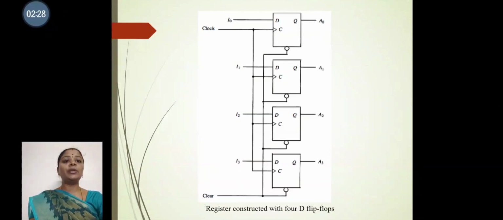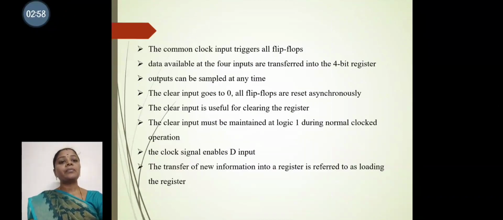The common clock input triggers all flip-flops on the rising edge of each pulse. The binary data available at the 4 inputs, I0 through I3, is transferred into the D flip-flops of the 4-bit register. The 4 outputs can be sampled at any time in order to obtain the binary information of the 4-bit register. And when the clear input goes to 0, all the flip-flops are reset asynchronously.